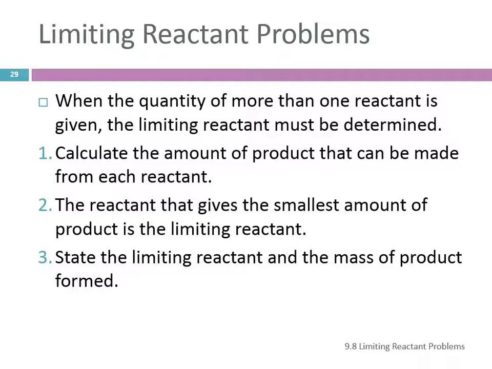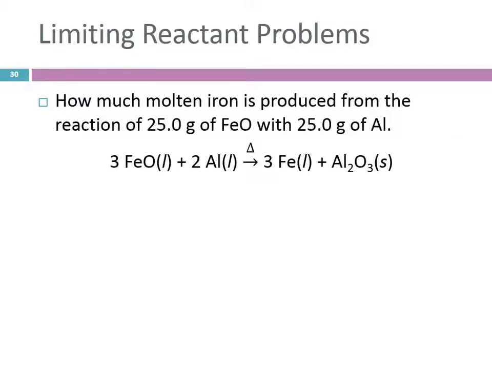Limiting reactant problems. So this is just kind of a summary of what we've been talking about. When the quantity of more than one reactant is given, the limiting reactant must be determined. So the steps in solving these are: calculate the amount of product that can be made from each reactant. The reactant that gives the smallest amount is the limiting reactant, and then you state the limiting reactant in the mass of product formed.